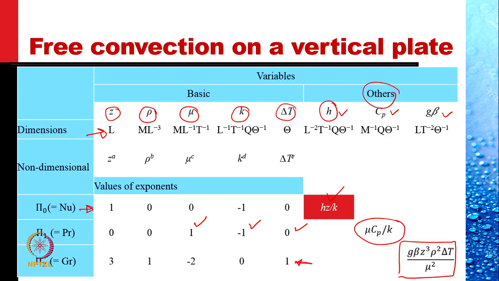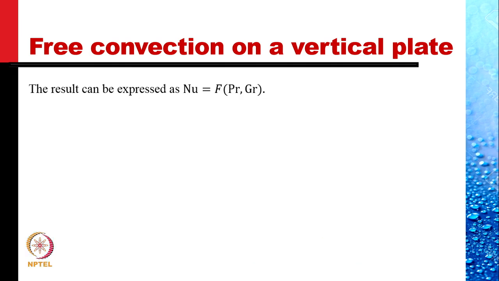And this is recognized as what is termed the Grashof number, which is important in free convection alone. So the result can be expressed as the Nusselt number is a function of the Prandtl number and the Grashof number. Those of you who have completed a course in heat transfer know this empirical relation very well.